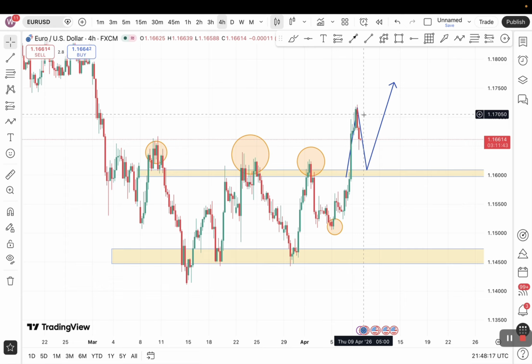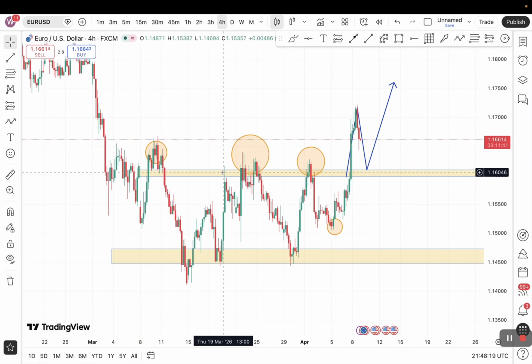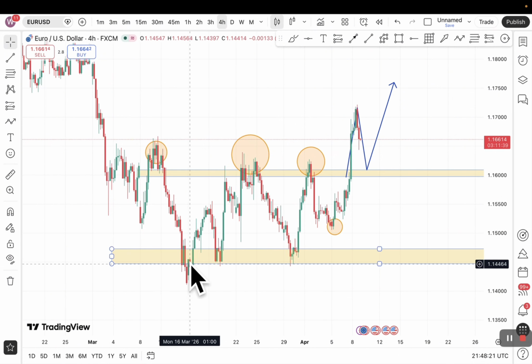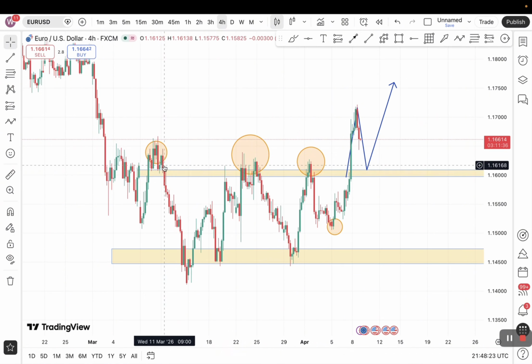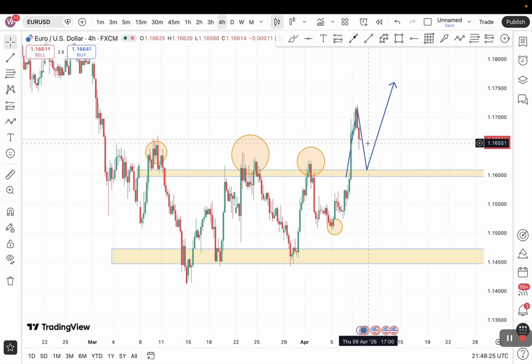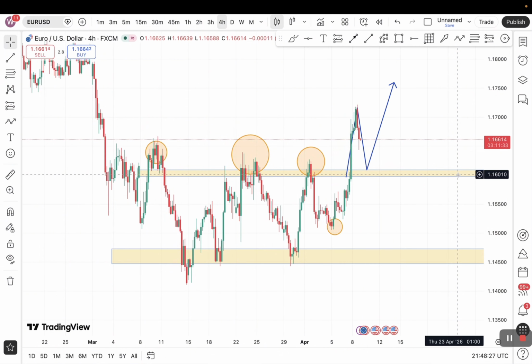It's that simple, and I can trade support and resistance. This is support, where the market failed to break down, and this is resistance, and the market has already broken the resistance level. It's that simple and easy, that is what support and resistance is.